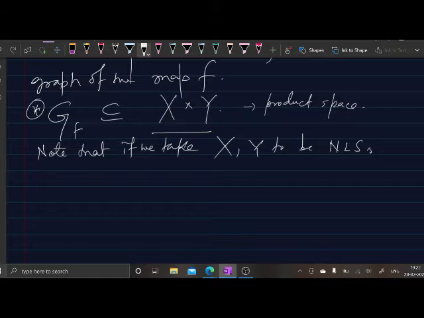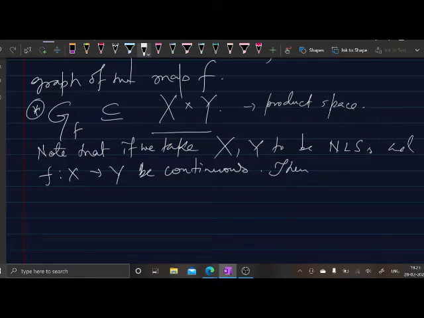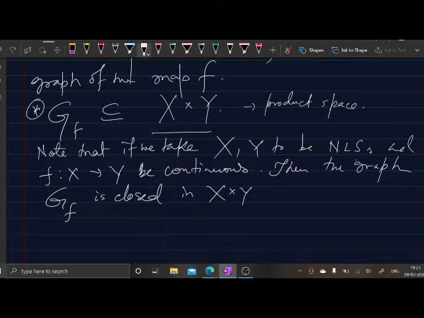and the map f from X to Y be continuous, or you may equivalently take it as bounded. So if this is continuous, then the graph must be closed. It is a closed set in the product space X cross Y. Why?